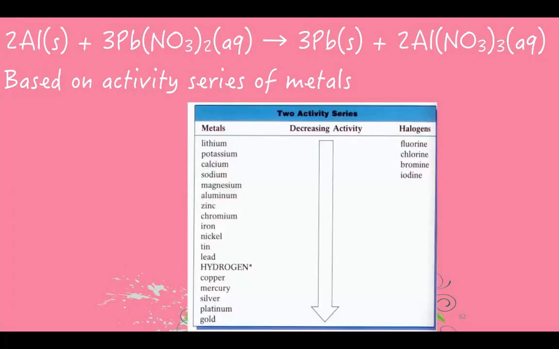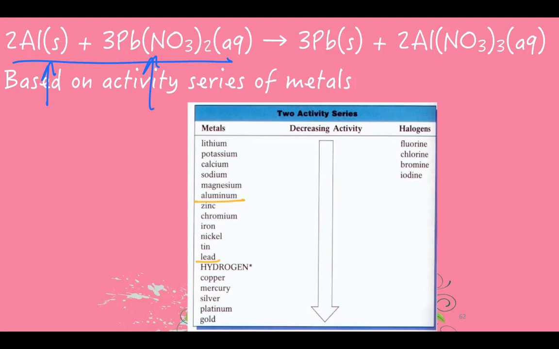So again, if you analyze the first half of this equation, you have a single element plus a compound. So that is a dead giveaway for a single replacement reaction. So the first thing you're going to have to do is think about the activity series and think about if aluminum is going to replace lead. Let's just look at this for an example. So first you have to find aluminum, which is here, and where's lead? Lead is down here. So because aluminum is above lead, it means that it will replace it.